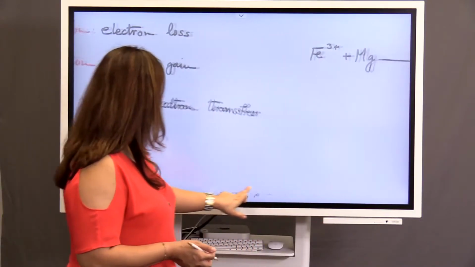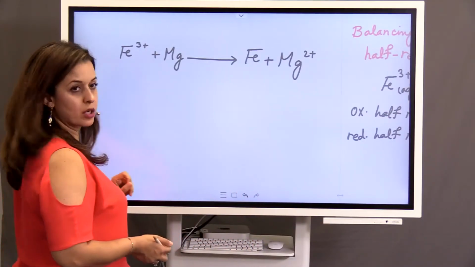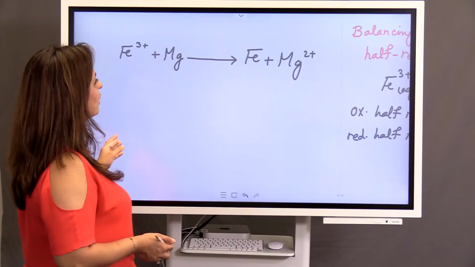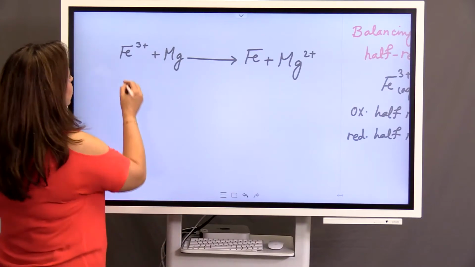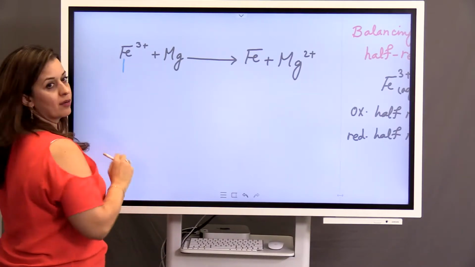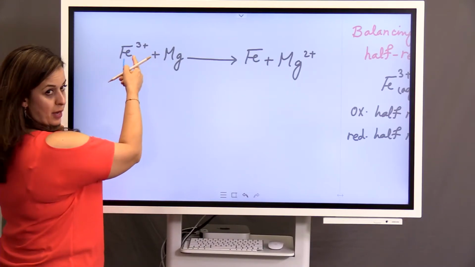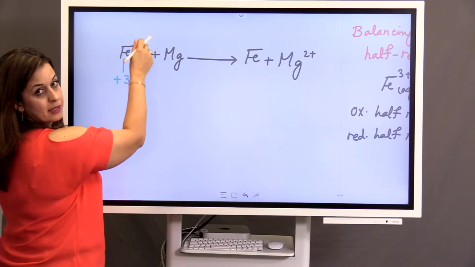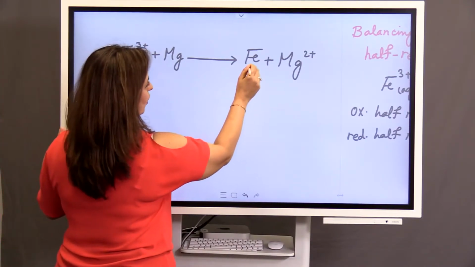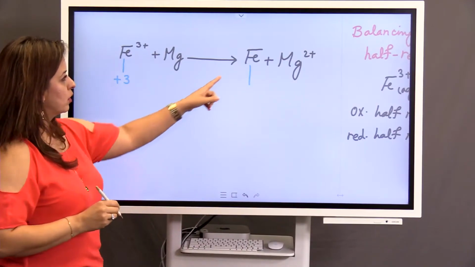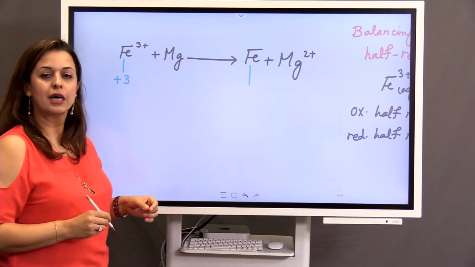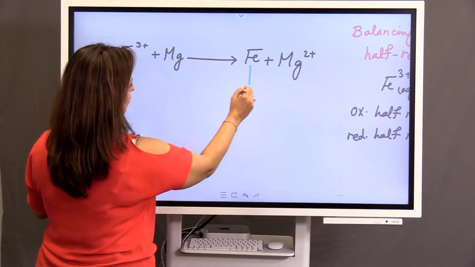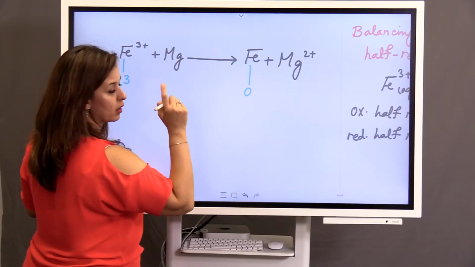So let's look at this equation. Let's determine which element is oxidized, which one is reduced. What is the oxidation number of Fe here? For a monoatomic ion, it's +3. For a monoatomic ion, it's the same as the charge. What is it for iron? Iron is in its elemental form, so it's 0. Rule number 1.